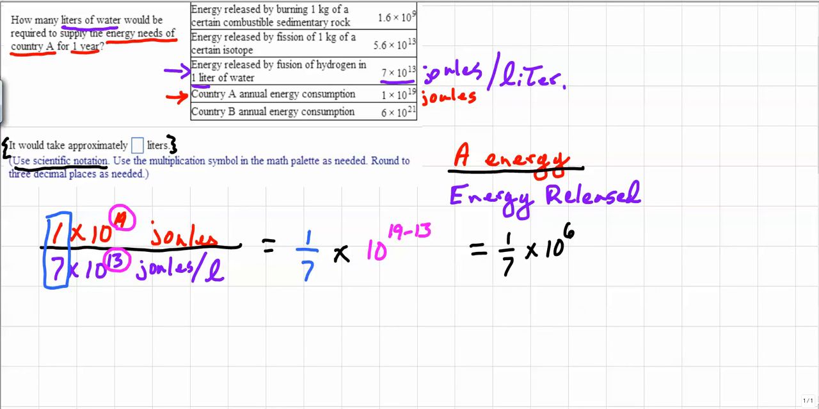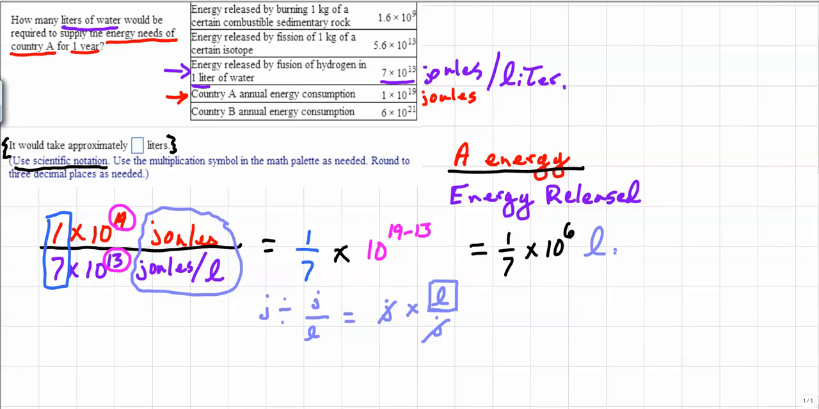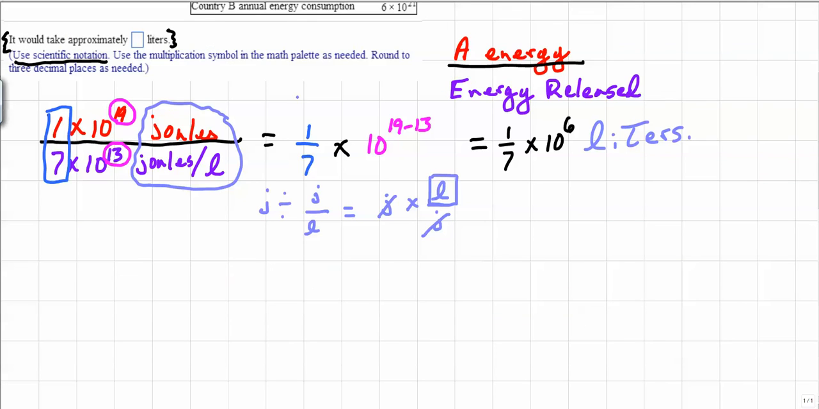And notice when we talk about the units, we have joules dividing joules over liters. So I'm going to write this down as J divided by J over liters, which will be equal to J times liters over J. The joules will cancel out, meaning that my remaining unit will be liters. However, for this to be accurately reflected in scientific notation, I will have to convert the 1/7 right here to a decimal.